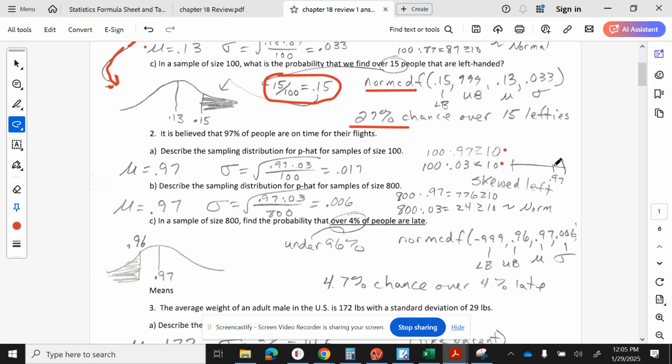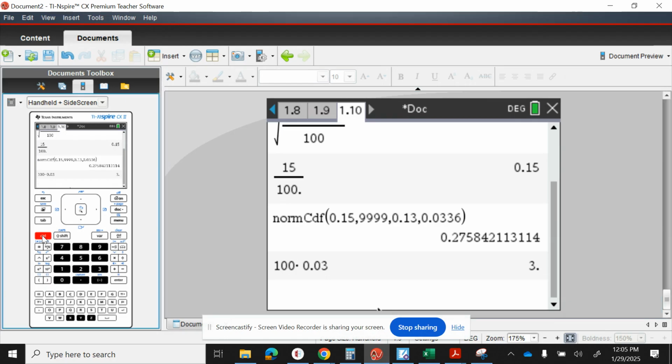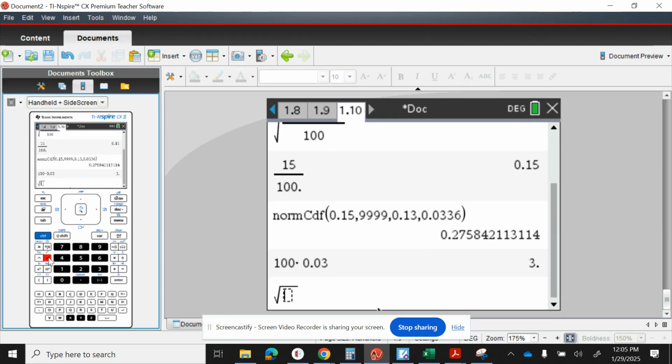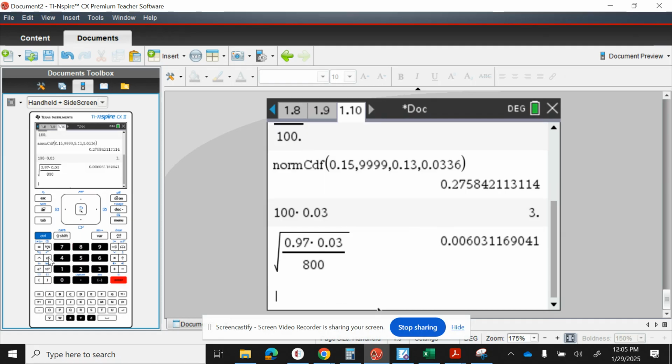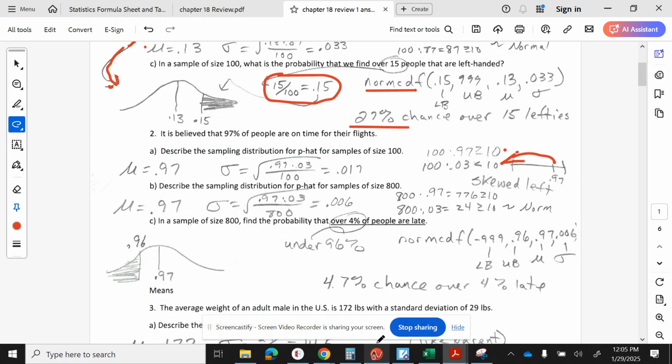Since 97 is clear over here, if you graph it, 97 has more room to move to the left, so this distribution is skewed left. Then we take a bigger sample size. Square root of 0.97 times 0.03 divided by 800. It results in a smaller standard deviation, 0.006.